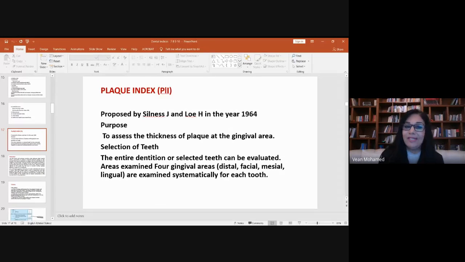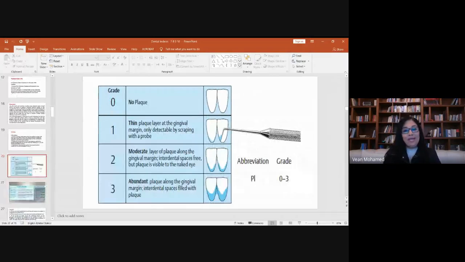Okay. Now we will explain in brief. You can see here how we examine. The tooth is very clean. There is no plaque, means 0. Grade 0 plaque. 1 means a thin plaque layer at the gingival margin. See the probe and see the gingival margin. Just a thin layer on the probe when we move the probe on the tooth surface. And 2, there is a moderate layer. 3 means an abundant layer, a large amount, as you see in this figure.